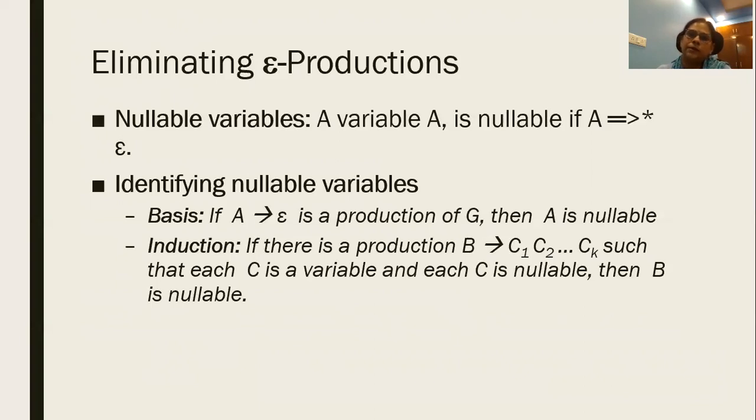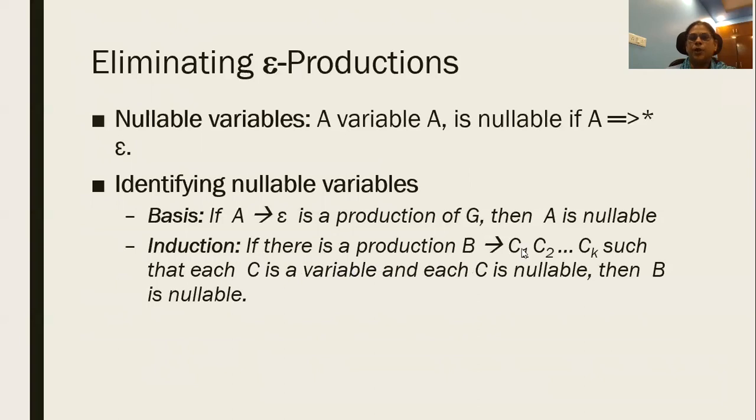A variable is nullable if it can derive a null string. To identify nullable variables, again, it's a two-step process. If you have a production A derives epsilon, then definitely A is nullable.